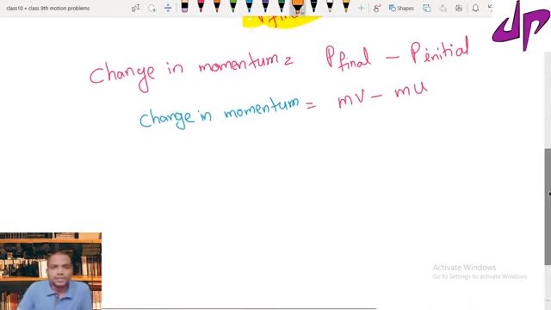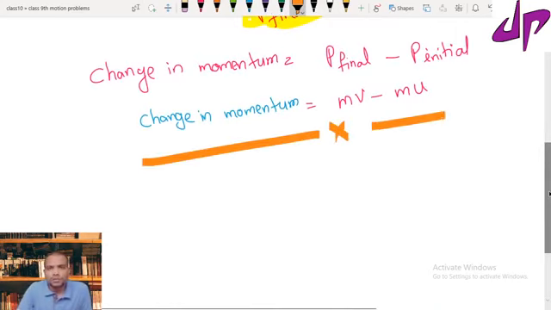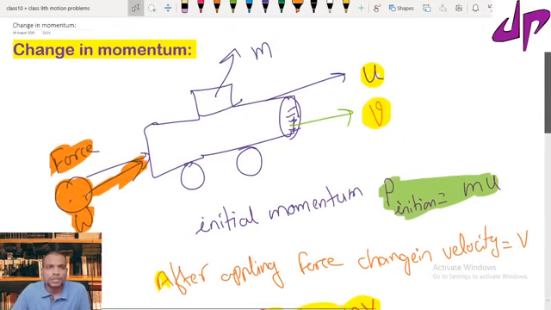Now apart from change in momentum, I would like to talk about one more related concept, that is the rate of change of momentum.